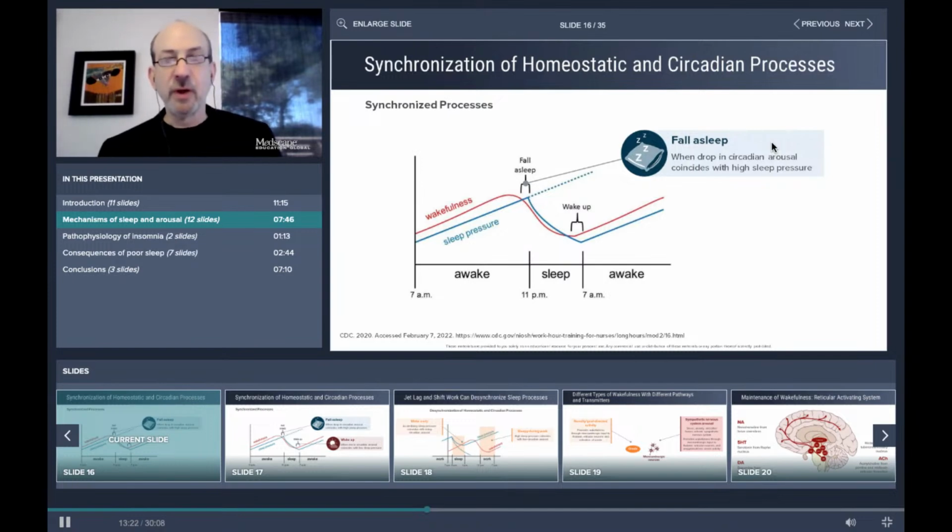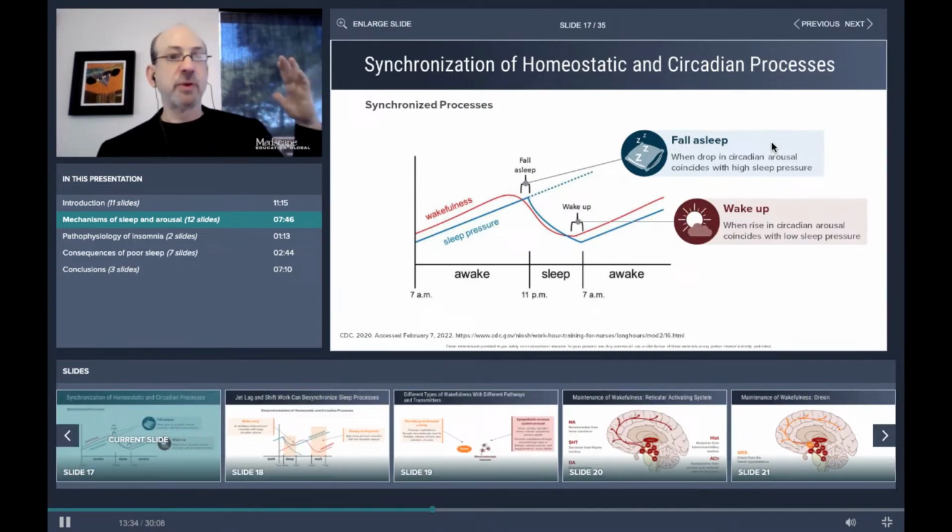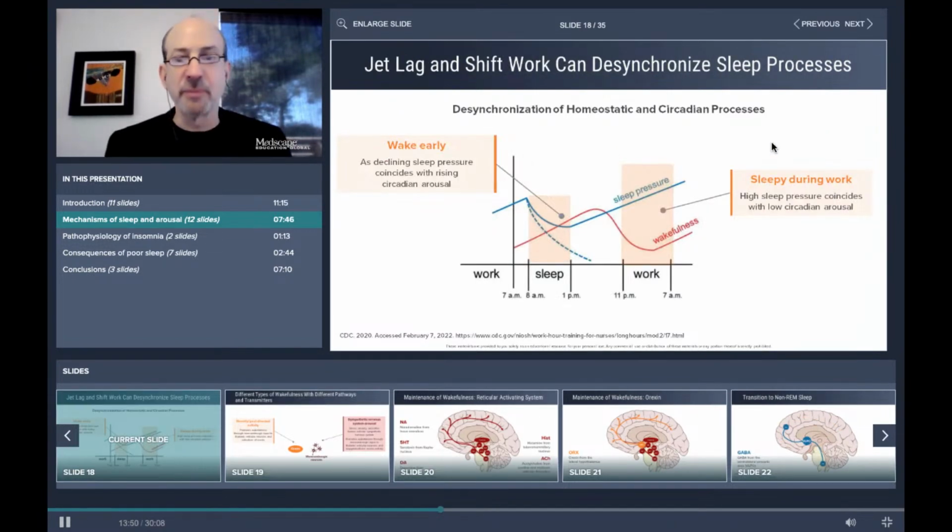You can see that you tend to fall asleep at the peak of homeostatic sleep drive, at the point when the circadian wakefulness drive drops off. That's when you fall asleep, and you wake up once you've replenished and dropped your homeostatic sleep drive, but then your wake-promoting systems are kicked online by the clock, and that's the time that we wake. But when these things are not aligned, problems happen.